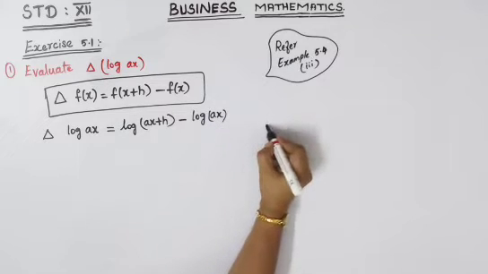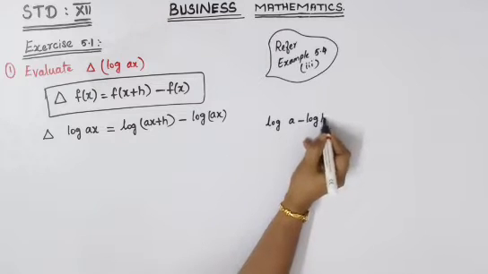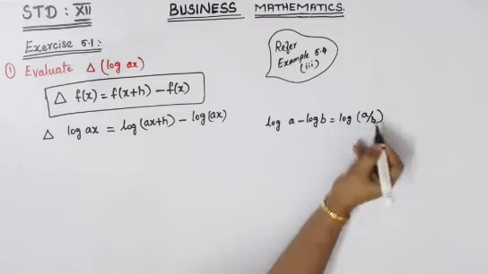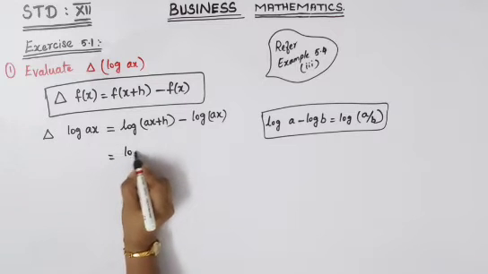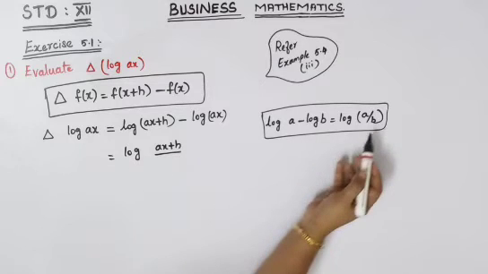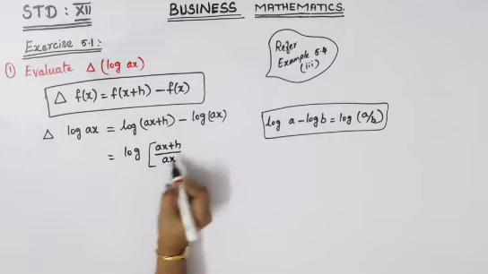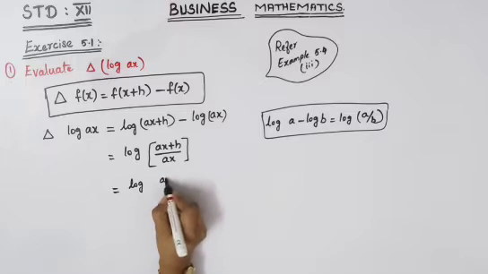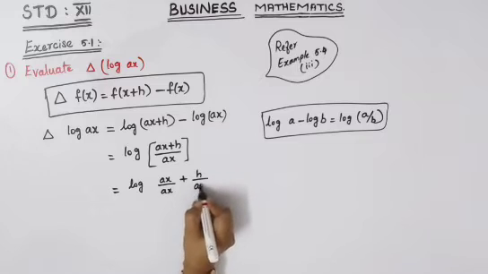The next line is, you all know this formula, log a minus log b is equal to log a by b. So this formula you will have to apply. So here it is equal to log ax plus h divided by b. B is here ax. So now you can split up: log of ax plus h divided by ax.